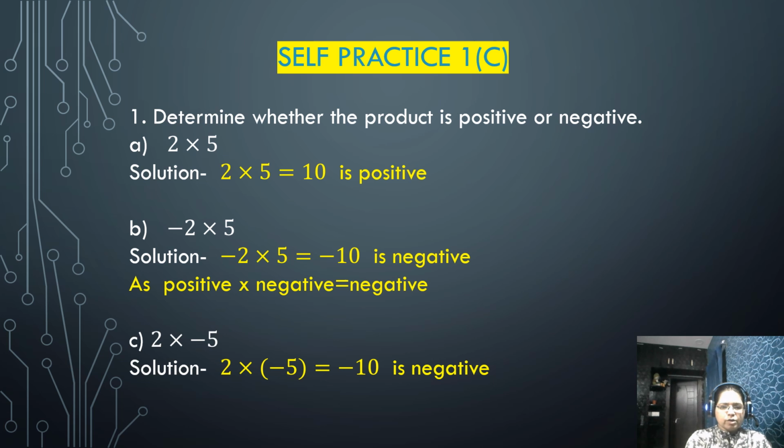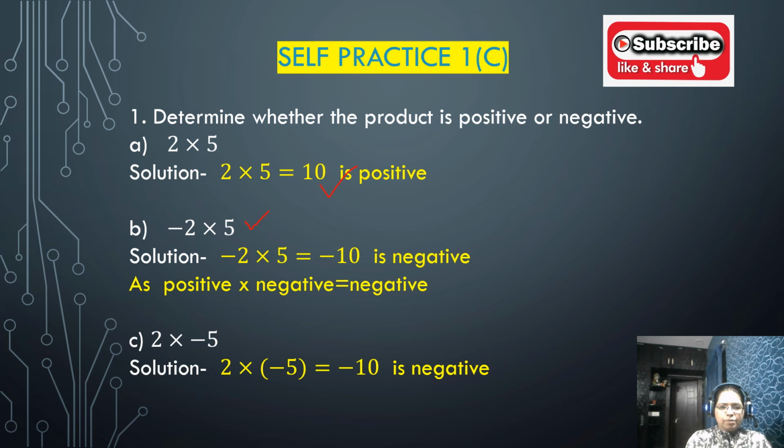Second bit, minus 2 multiplied by 5. Minus 2 is a negative integer and 5 is a positive integer. Minus 2 multiplied by 5 is 10, and we know minus multiplied with plus, we get minus sign. So place the minus sign before the integer 10. So minus 2 multiplied by 5 is minus 10, and minus 10 is negative. As you know, positive multiplied with negative integer, we get negative integer. Plus multiplied by minus, we get minus.